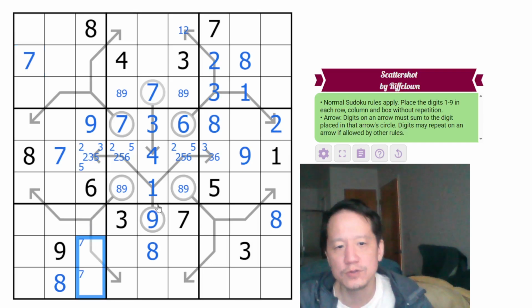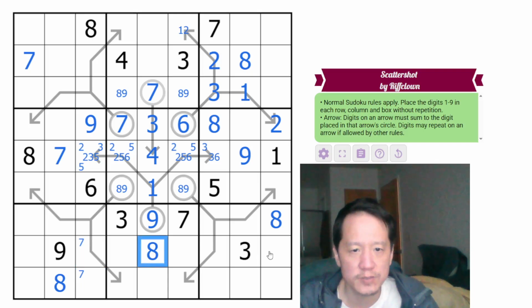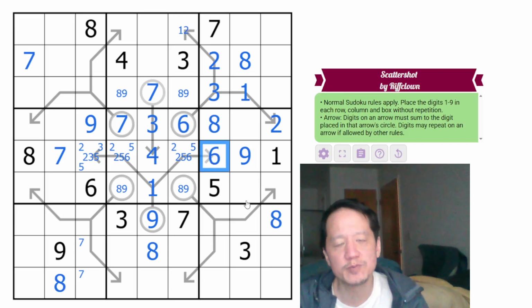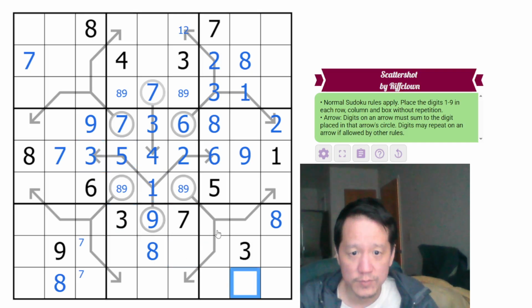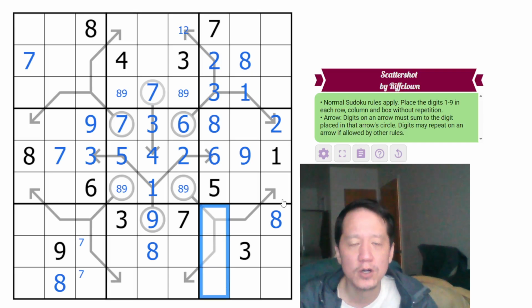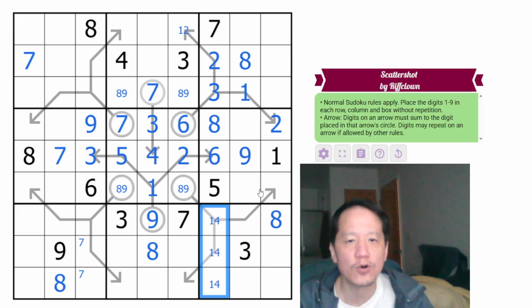One of these two could be 7. It's possible. This can't be 3, so this must be 6. Therefore, these 3 digits must add up to 9, so this must be 2. Which means this cannot be 2 or 6. It has to be 5, which forces this to be 3 to add up to 9 also. Remaining digits here are 1, 4, and 9. And 9, again, cannot be along the arrow, so therefore this must be 9.